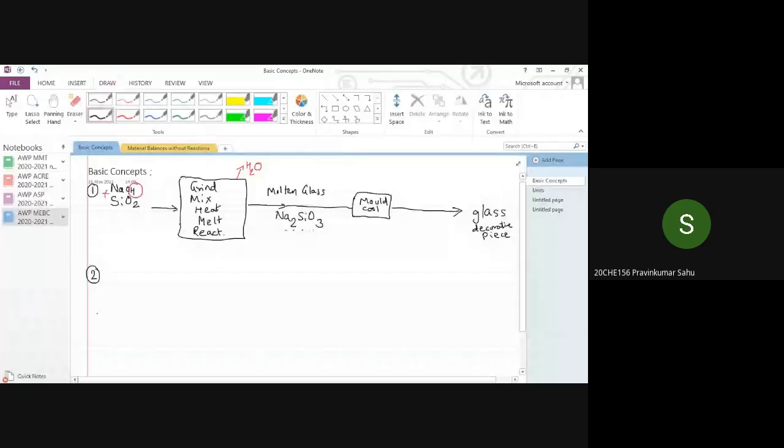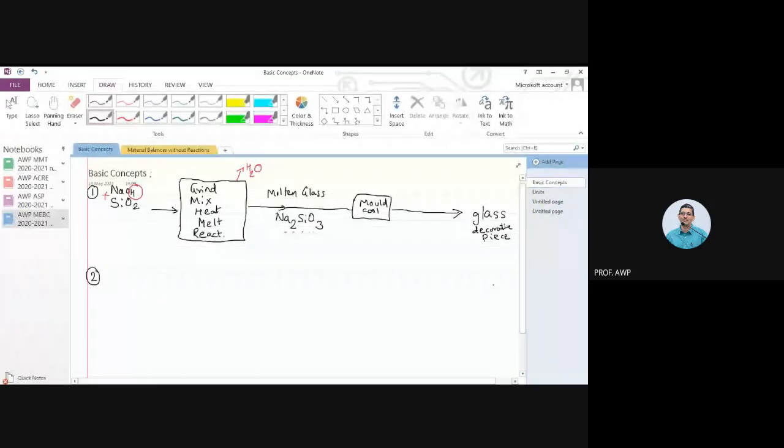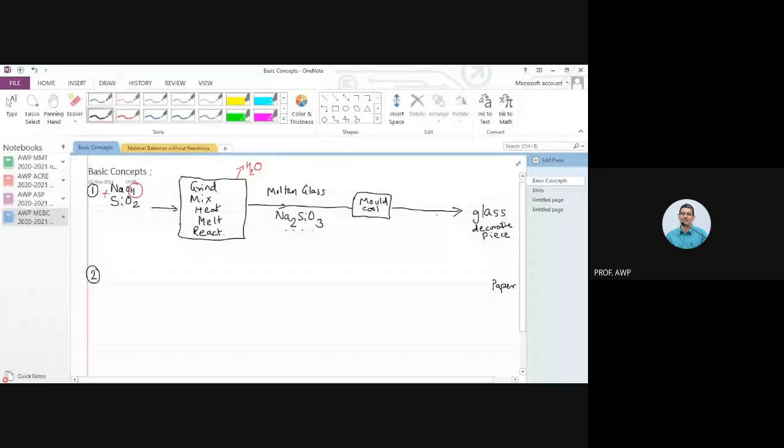Paper. All right, paper. Correct. Yes, so paper. How do you make paper?